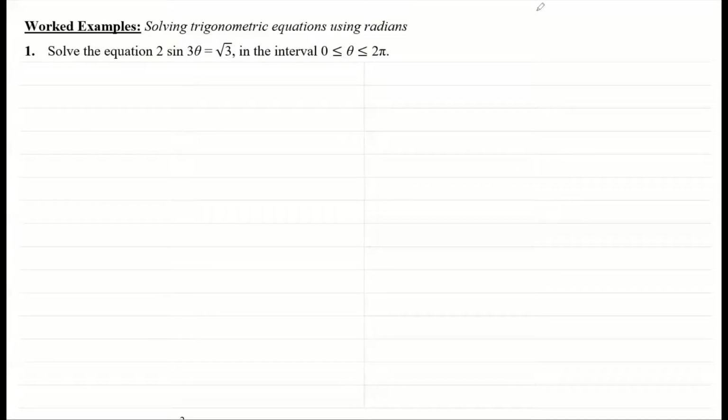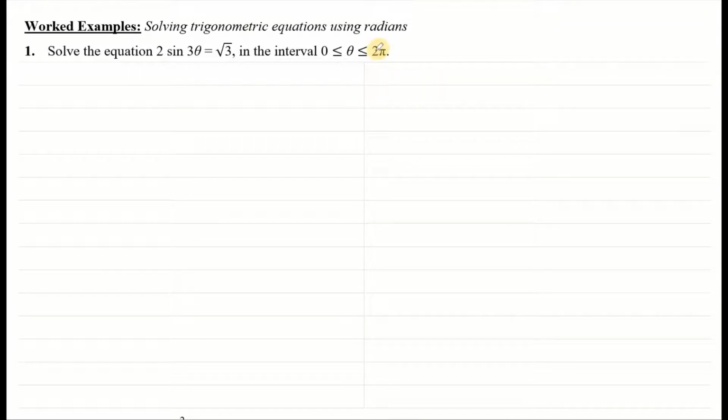Okay, so for this lesson, we're going to look at 2 worked examples, and simply it's going to be solving trig equations using radians instead. Now, I'm going to cheat a bit here. I want you guys to feel comfortable doing this, and I think this is a good opportunity to go over those skills that you met last year. So you'll notice that this implies that this interval is in radians.